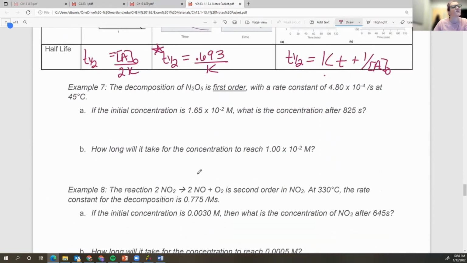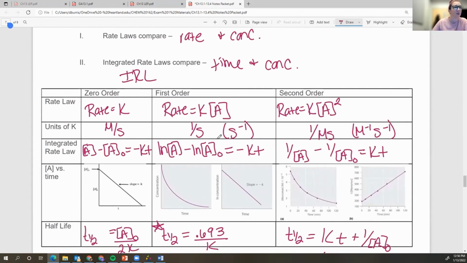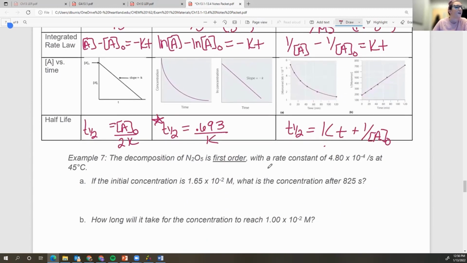Okay, so example number 7 says the decomposition of N2O5 is first order. I told you it was first order, so I know that all of this applies. It has a rate constant, or K, of 4.8 times 10 to the negative fourth per second at 45 degrees Celsius. Remember, K changes with temperature. That's why I have to tell you what the temperature is. If the initial concentration is 1.65 times 10 to the negative second molar, what is the concentration after 825 seconds? Okay, remember, integrated rate laws incorporate time and concentration.